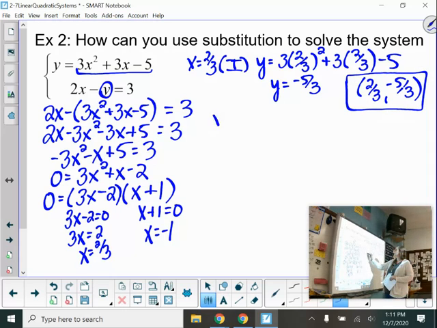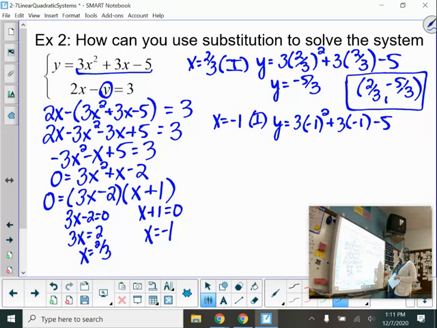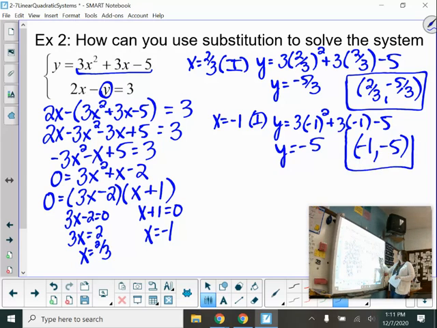So now when we plug in -1 into number 1, we get y equals 3 times -1 squared plus 3 times -1 and then minus 5. This is going to be a little bit easier to work with. This is going to be positive 3 minus 3, and then minus 5 is going to give you -5. So -1, -5 is going to be your solution there. And you can plug both of those points into both of the original equations, and they should both equal out so that the left and the right sides are congruent.